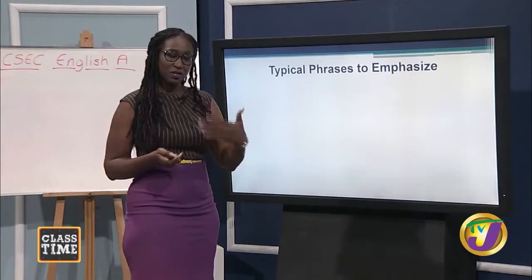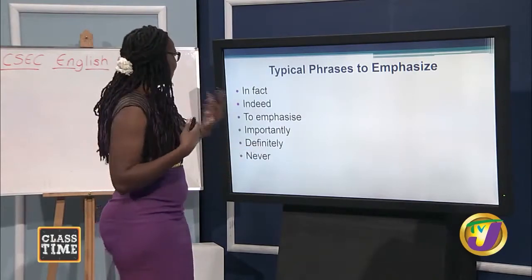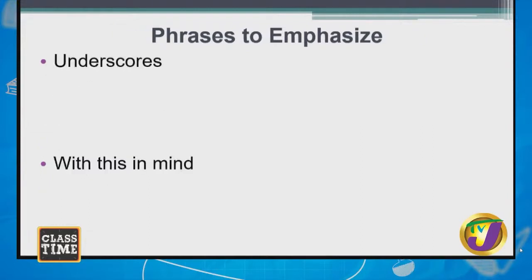So now, here are the typical words we would use to show emphasis. In fact, indeed, the obvious one, to emphasize, importantly, definitely, and never. So those are the words that we often fall on, the ones we often utilize, the ones we often rely on to show emphasis. So now let's look at some alternatives to these that can make the writing a little different. So you could use underscores. You could use the expression with this in mind.